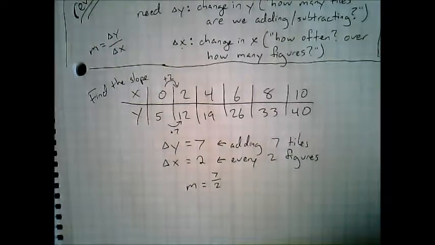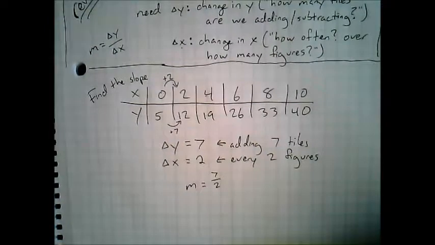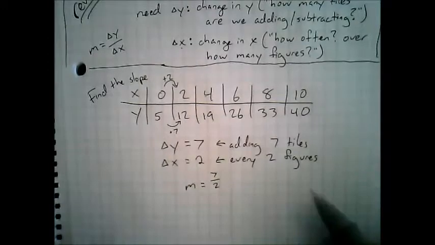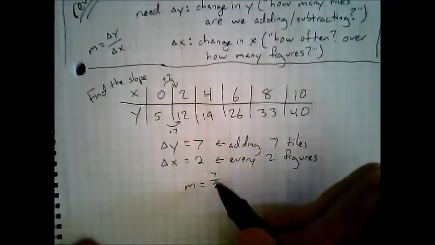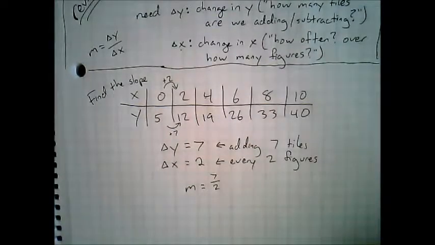There's nothing to reduce here. We're not going to divide and change it to a decimal, and we're certainly not going to change it to a mixed number. We just leave it as 7/2 because we understand what the 7/2 means. We're adding 7 tiles every 2 figures. And it is that simple.